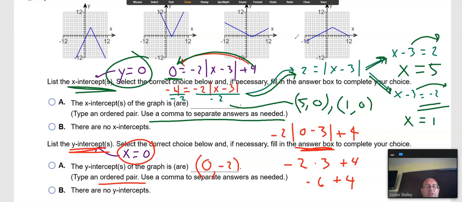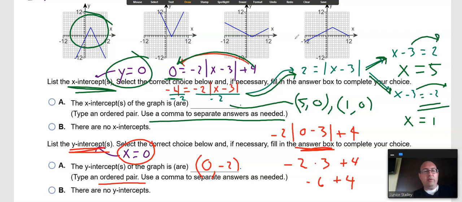Now, did I have to do all of that work if I could look up here at the picture and identify them? I'm guessing not. You know, as a math teacher, I want you to be able to do that. But if you've already got the picture in the graph, probably just use the graph, in my opinion.